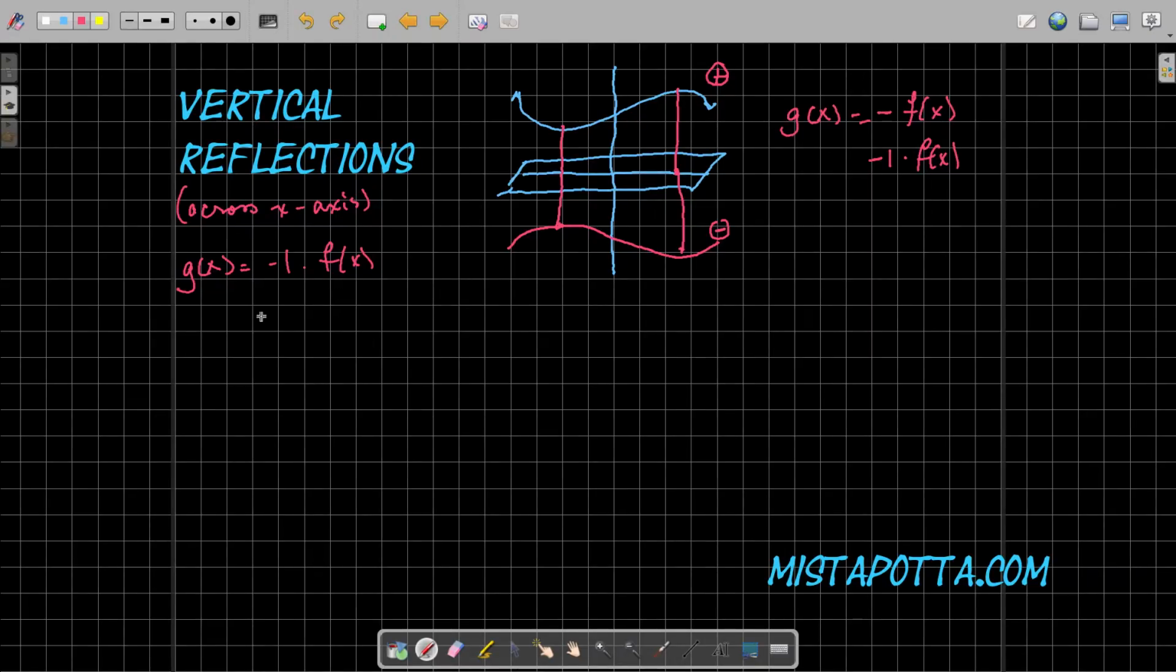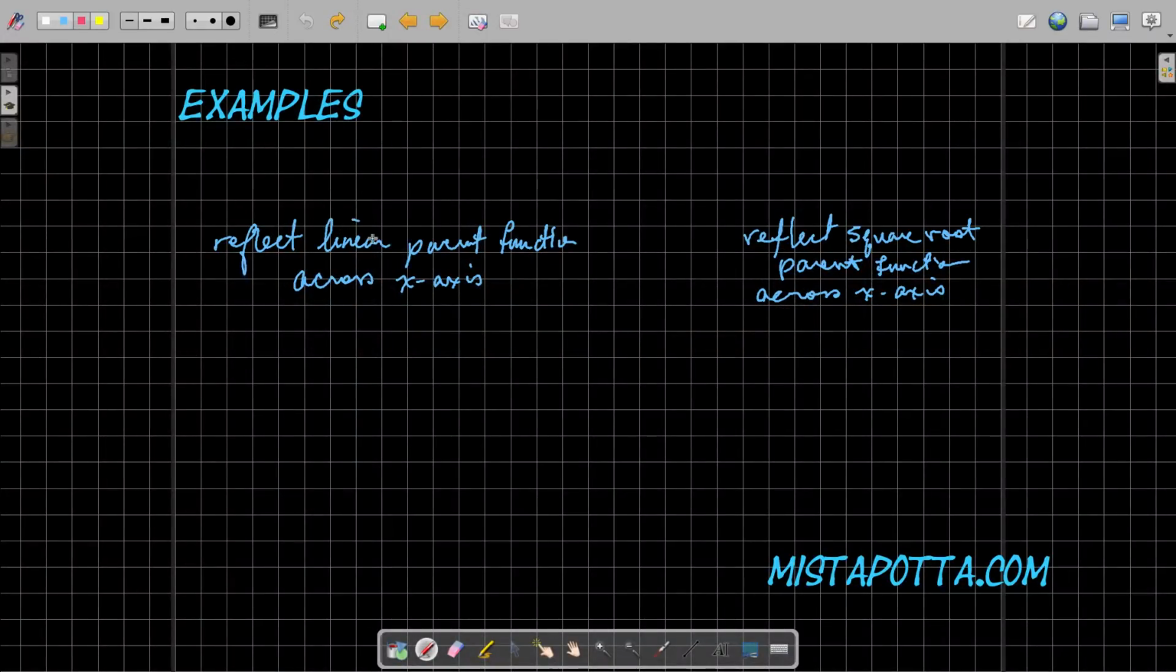So I want to do a couple of examples of this. So let's say that I want to reflect the linear parent function across the x-axis. Well, normally the linear parent function would just be y equals x. And I know that the linear parent function is going to look like this. So if this is f of x, which is just x, I know that if I want to reflect it across the x-axis, I'm going to say something like g of x is equal to -1 times x, or -x.